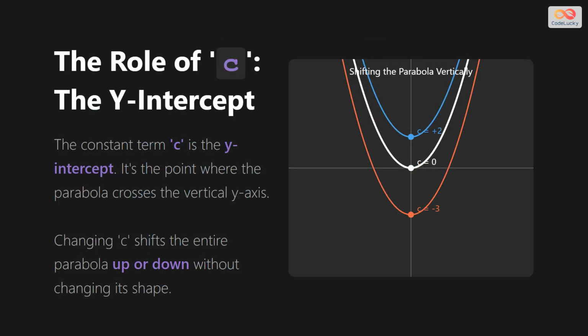Next, let's look at the c term. This one is straightforward. The value of c is the y-intercept, which is the point where the parabola crosses the vertical y-axis. If you change c, the entire parabola simply slides up or down without changing its basic shape.